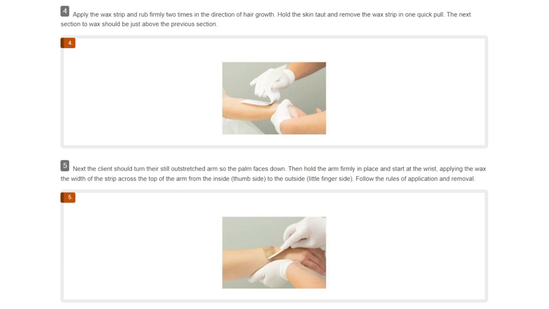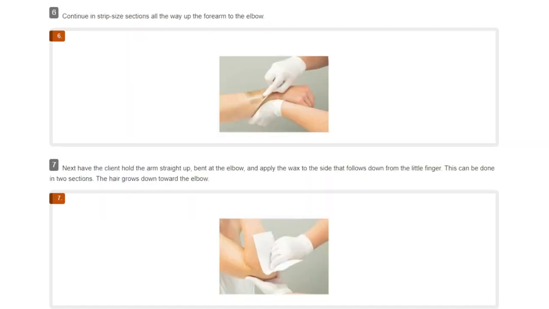5. Next, the client should turn their still outstretched arm so the palm faces down. Then hold the arm firmly in place and start at the wrist, applying the wax the width of the strip across the top of the arm from the inside, thumb side, to the outside, little finger side. Follow the rules of application and removal. 6. Continue in strip size sections all the way up the forearm to the elbow.